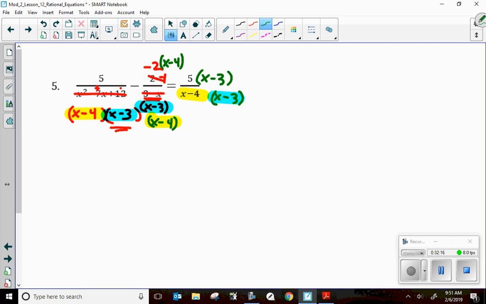All right? With all of our denominators factored, it's also easier to see what x cannot be. Well, I can't make x 4 because it would make this denominator 0, right? I cannot make x 3 because it would make this part 0. Those are my 2 restrictions. X cannot be 3 and x cannot be 4. All right?